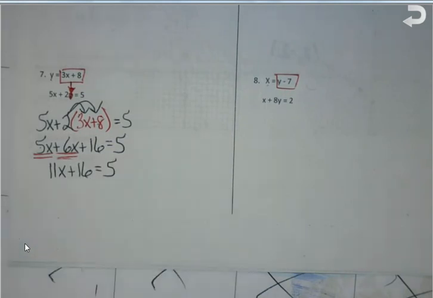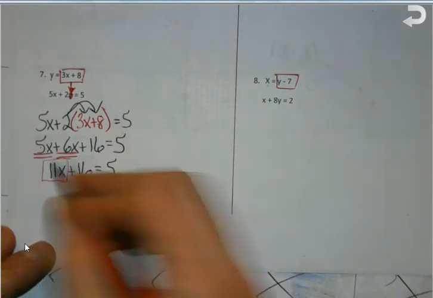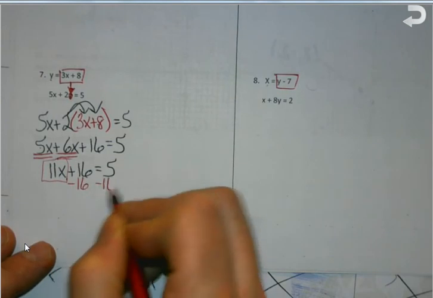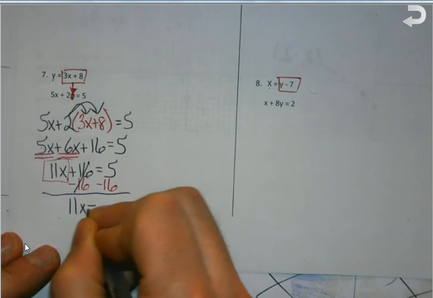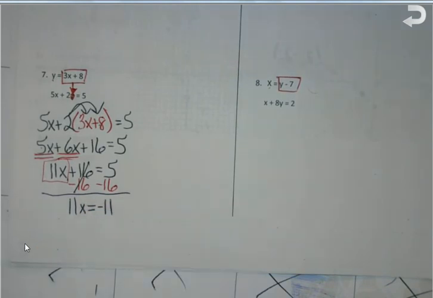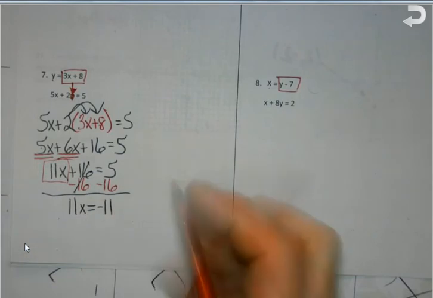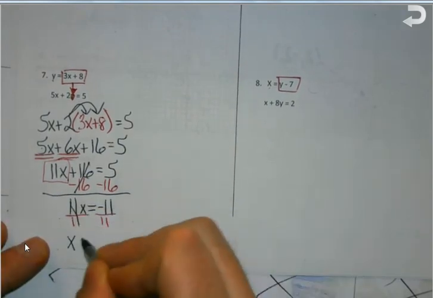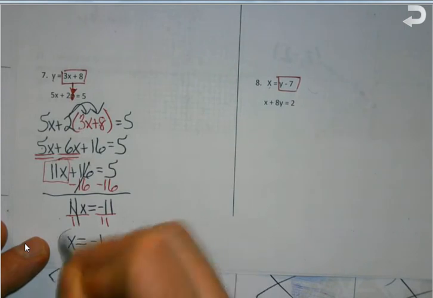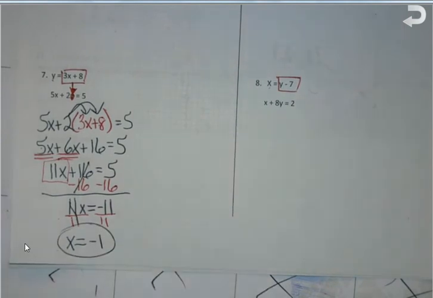Now what? That's right. Since I'm trying to get the x's alone, I'm going to subtract the 16. And then my last step, of course, is to divide. Close. Okay, don't lose our negative with this one. So it's negative divided by a positive. I end up with a negative out of that. Okay, so I've got -1 for that one.